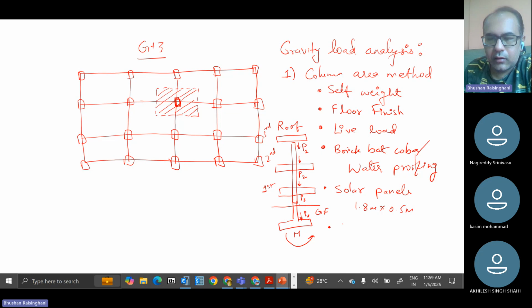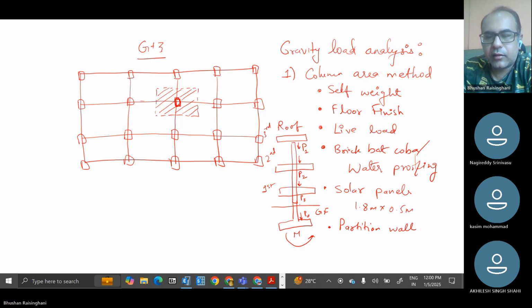Okay, this load, partition wall loads also to be added. So all these loads, when you consider in gravity direction, you will be able to estimate the size of the column and design the column for the gravity loads only. So that would be the case one.